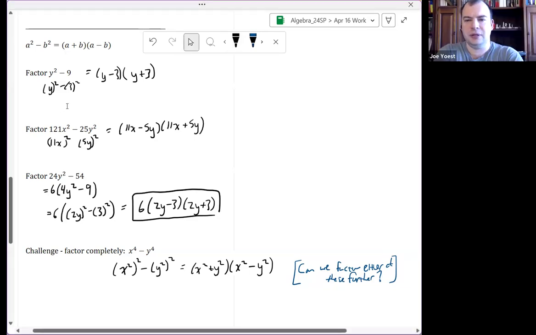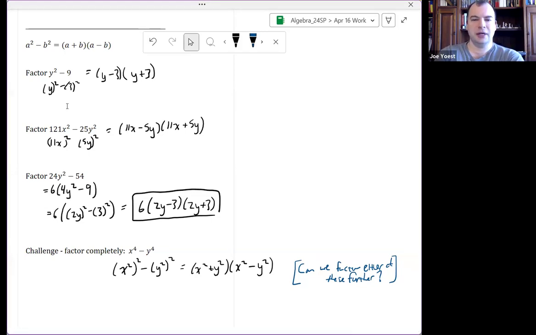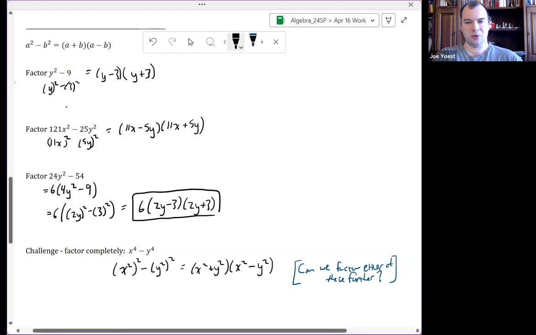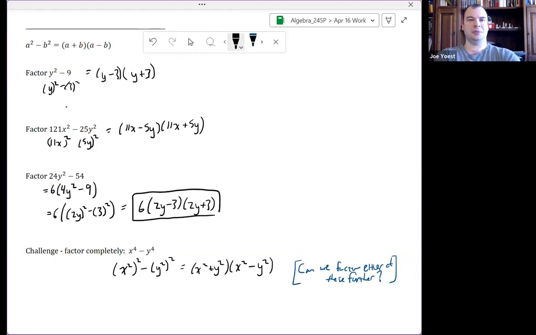Okay, so let's look through these problems. The first two, again, I think were pretty straightforward, especially if you realize that 121 is 11 squared. So y squared minus 9, pretty clearly that's y squared minus 3 squared. So we have exactly two terms. Both terms are perfect squares, and they have opposite signs. This gives me y minus 3 times y plus 3.